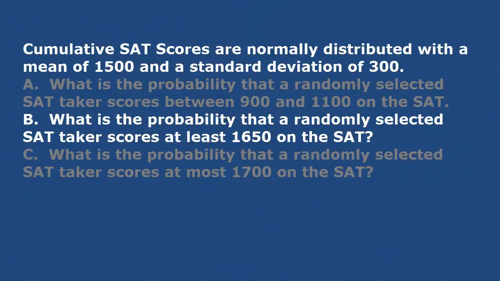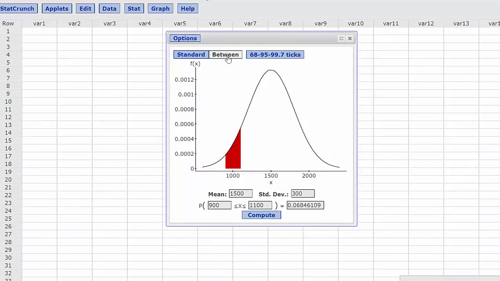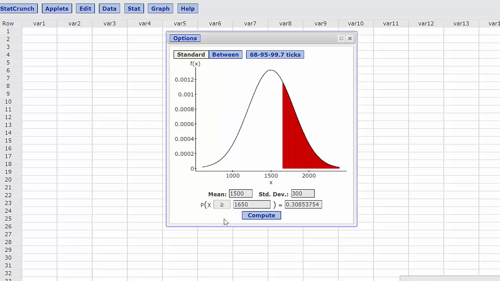So the B part, what is the probability that a randomly selected SAT taker scores at least 1650 on the SAT? So now we're not going to be doing between, we're going to do the standard. So the mean is still 1500, standard deviation still 300. At least, what does at least mean? That means that's the least. So we know it's going to be at least 1650. And so at least means it's going to be greater than or equal to 1650.